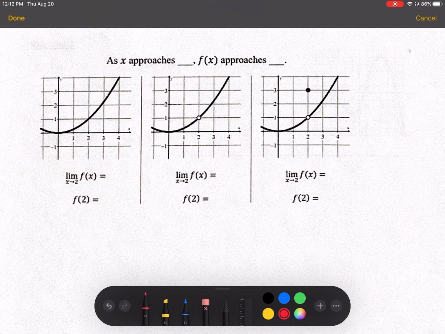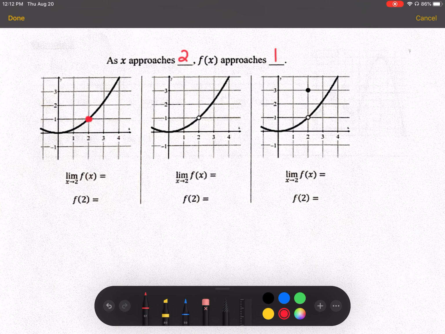All right, so for this particular part, as x approaches 2, f of x is going to approach 1. Okay, and let's explore this. So when we're looking at as x approaches 2, I want to go to my x value on my graph, and I want to see, okay, what's the y value there? So I'm gonna put my dot here at x equals 2.